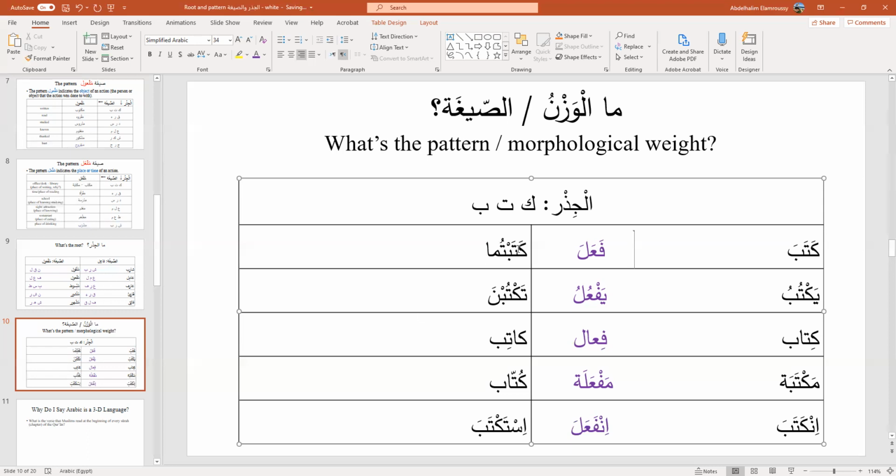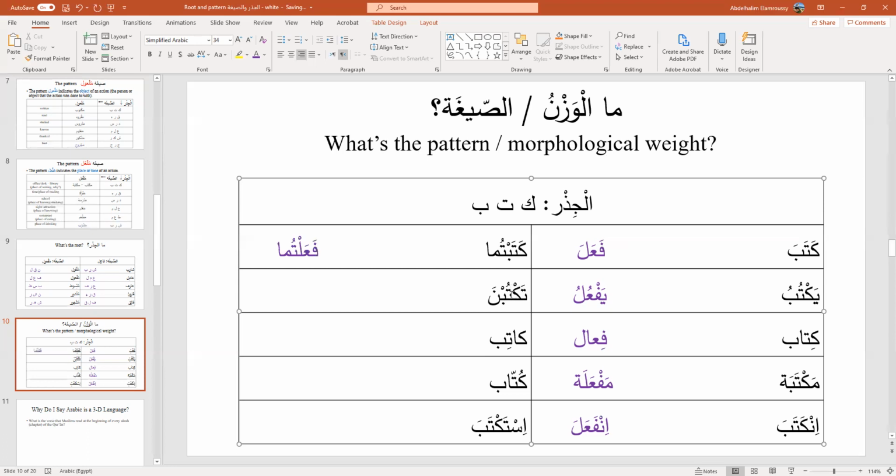Okay, next let's move to كتبتما. So again, we'll replace the first letter of the root, which is the kaf, with fa. We'll replace the ta, which is the second letter of the root, with ayn. We'll replace the ba, which is the third letter of the root, with lam, and then everything else stays as it is. So كتبتما will be فعلتما. That's right.